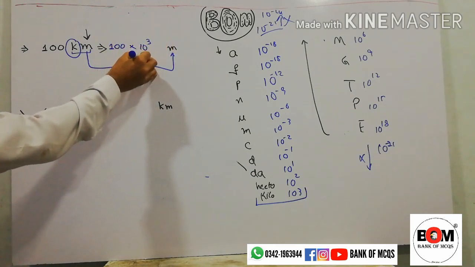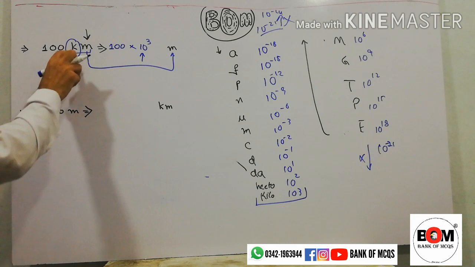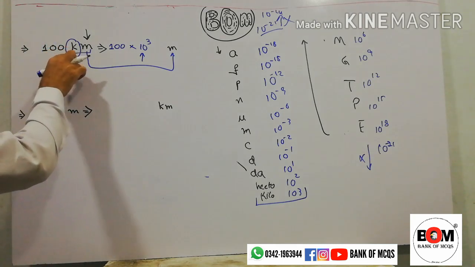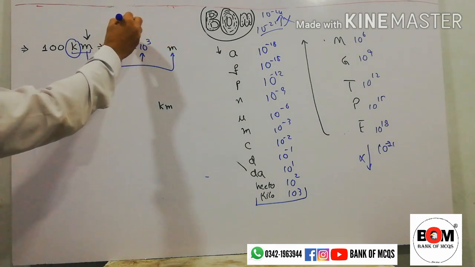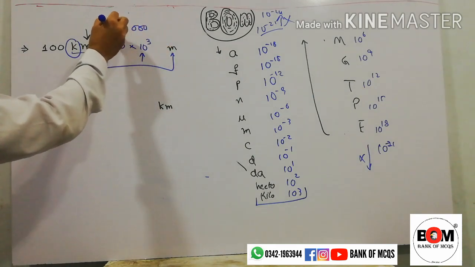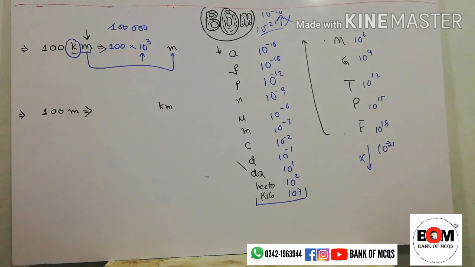Now this 10 raised to power 3 has been given a special name. We call it kilo. So instead of kilo we can write 10 raised to power 3. So this is meter, or we can also write it as 100, 1, 2, 3 zeros. So this is 1 10 100 1000 10,000 1 lakh meter. So this was converting kilometer to meter.